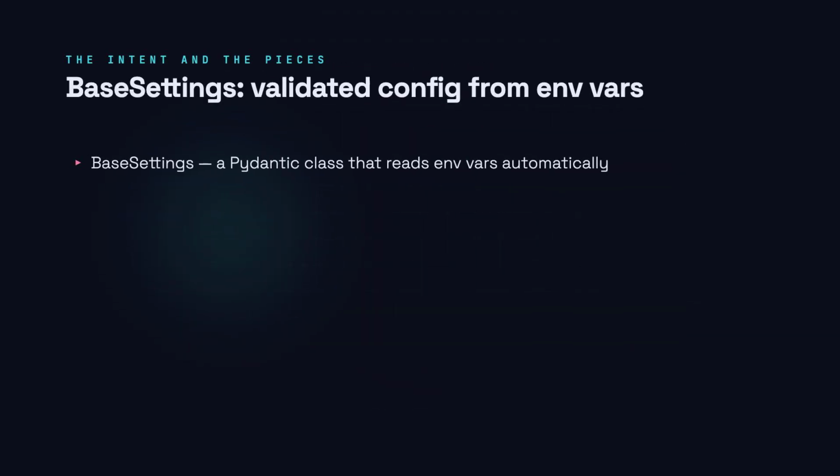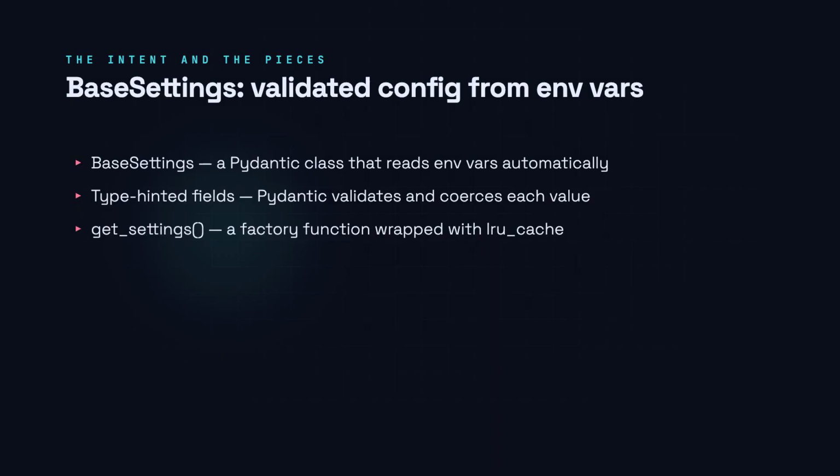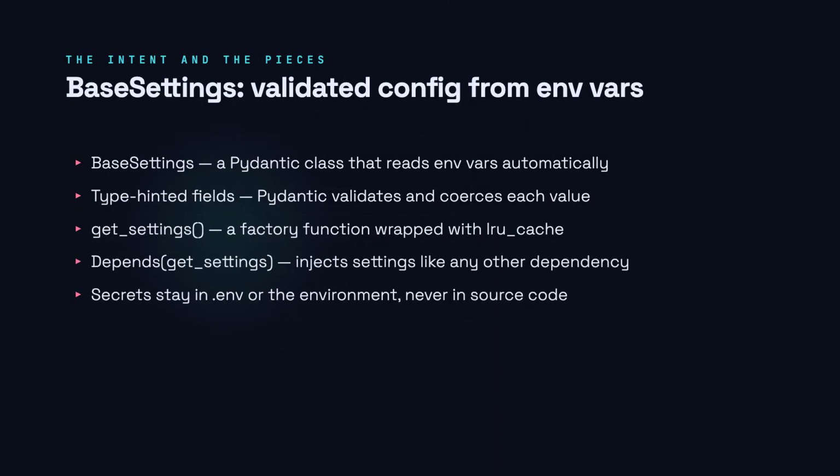There are 4 moving parts. First, you define a class that inherits from BaseSettings. Each field is a type-hinted attribute, and Pydantic reads matching environment variables by name automatically. Second, you write a plain function called get_settings that instantiates that class. Third, you decorate it with lru_cache, so the environment is only read once per process. Fourth, you pass get_settings to FastAPI's Depends, so any route can receive a validated settings object without importing a global.